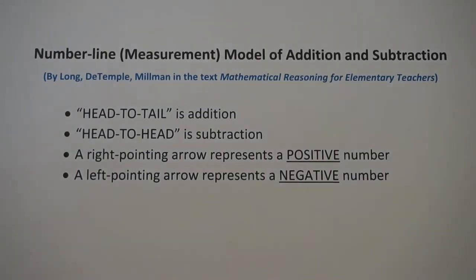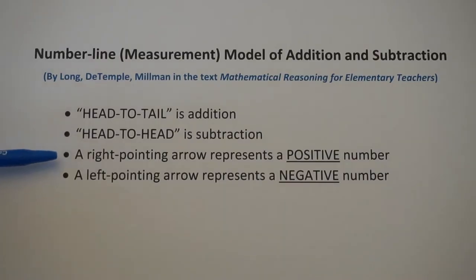So we have some definitions. Addition for us is going to be head to tail. Now, when we worked with the set model of addition, we said that addition was pushed together. That's how we defined addition, it's pushed together. Well, on a number line for us, addition is going to be connecting arrows head to tail. Subtraction, when we worked with the takeaway model, subtraction was literally takeaway. But for the numberline model, it's going to be head to head.